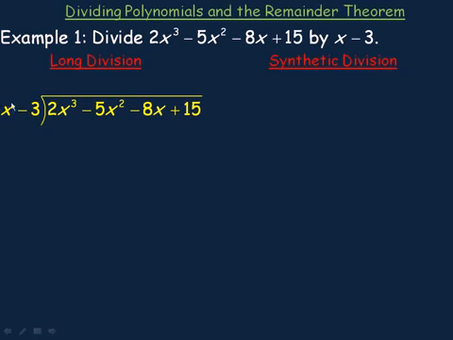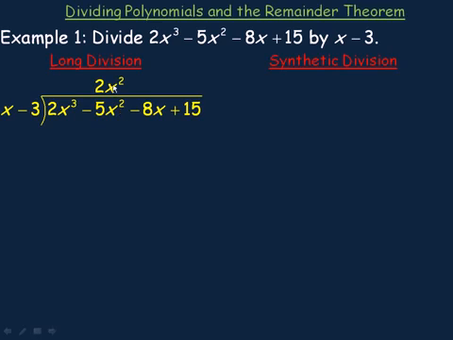So what you do is you take that x and you divide it into the 2x cubed, the largest power of x here, the highest degree term. And so 2x cubed divided by x is 2x squared. Remember, you subtract the exponents. 3 minus 1 is 2. And now where you put that 2x squared is above its like term here. I wouldn't put it over the 2x cubed. You put it over the like term, the minus 5x squared.